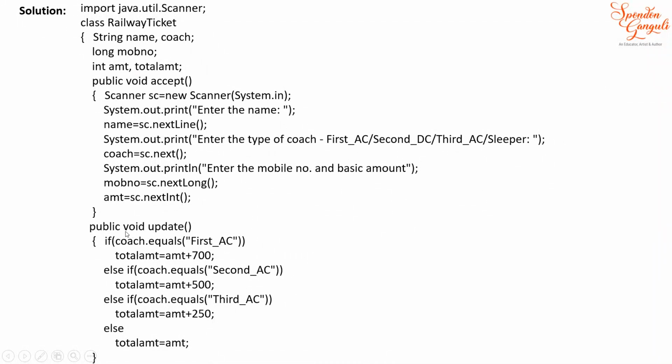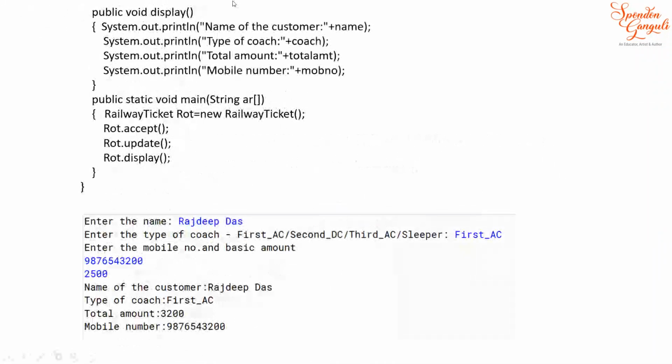Then the update function, we have an if else statement to calculate. Next, the display function. There's nothing mentioned particularly for the display. If it had been asked, then we would have to follow that format. Then in the main method, we are creating the object of the class RailwayTicket and calling the functions one after another. And thus you are getting the output here.